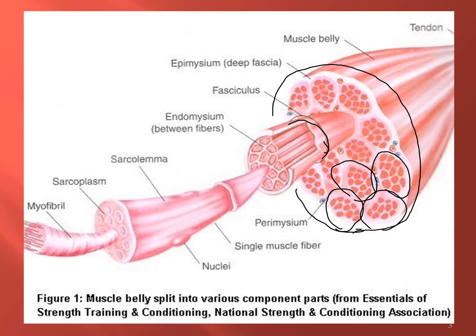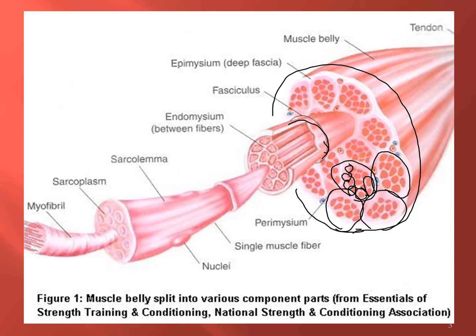And the last layer of connective tissue that we want to look at is the endomysium. The endomysium surrounds each individual muscle cell. And again, endo means within. It's a connective tissue within the muscle that surrounds each individual muscle cell or muscle fiber, and is also synonymous with the cell membrane itself.